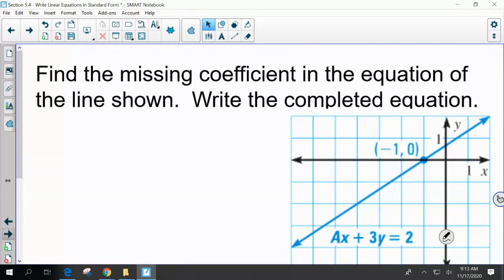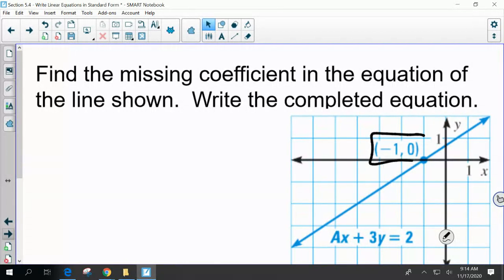Okay, find the missing coefficient in the equation of the line shown. Write the completed equation. So here we have A is missing, but I know the rest of the equation. So how do you think I could solve for A? Find the slope. Well, the slope would have to be the opposite of what we find. You could do that, I guess. I've never done it like that.